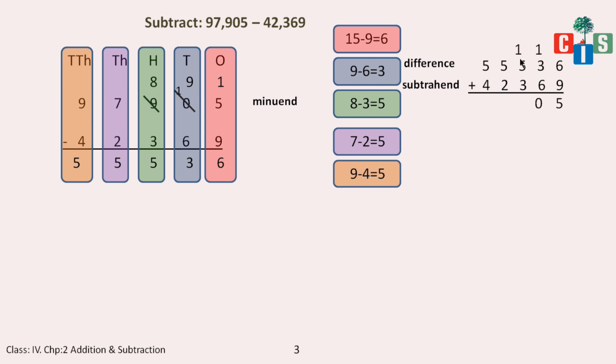1 plus 3 plus 6 is 10, 1 plus 5 plus 3 is 9, 5 plus 2 is 7, and 5 plus 4 is 9. So my answer is 97,905. Okay, this is my minuend, isn't it? See, have a look. So I can say that my subtraction is correctly done. This is how I can cross check whether my answer of subtraction is right or wrong.